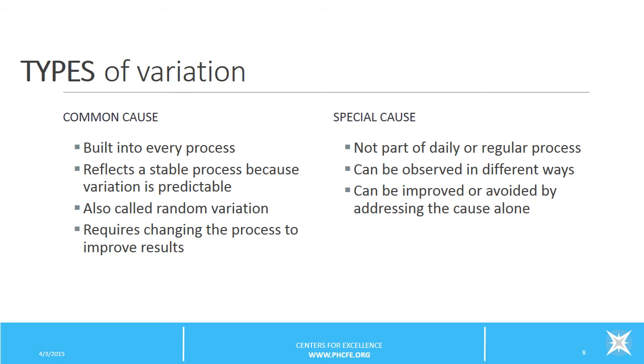In contrast, special cause variation is not an everyday part of our processes. Special cause can be observed in different ways. It can be seen as a shift in the data points or by a single data point outside of control limits. We speak to patterns of variation in another tutorial on run charts. To improve special cause variation, you must address the cause alone. You do that by investigating it. You do not change the process.